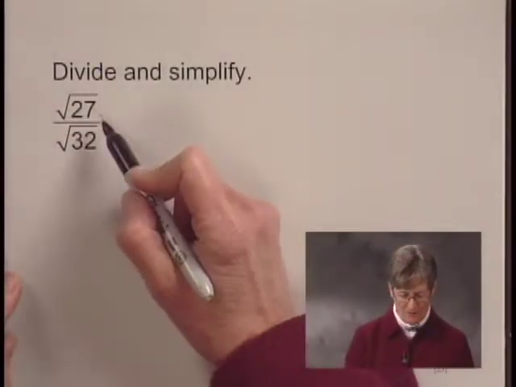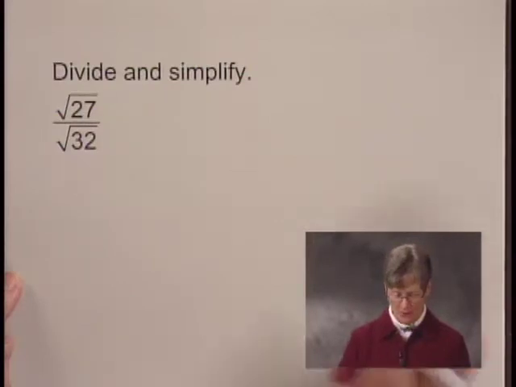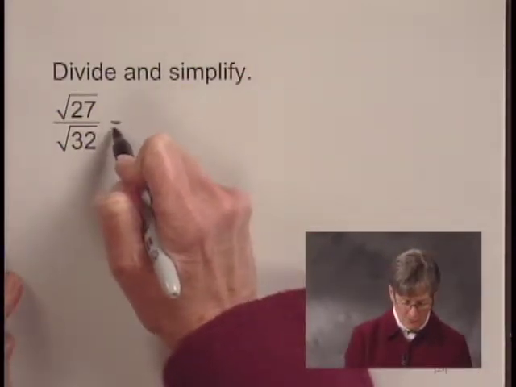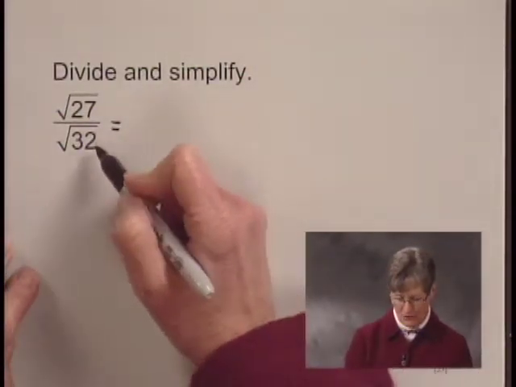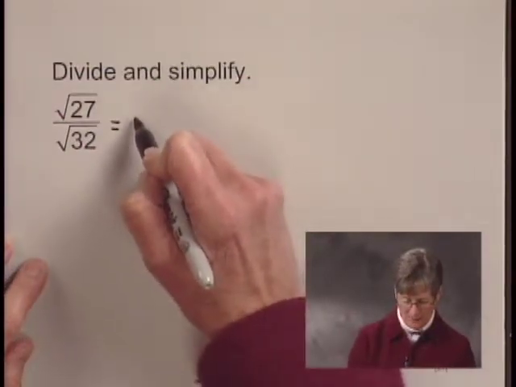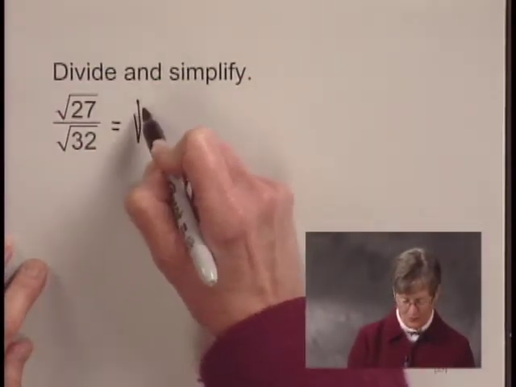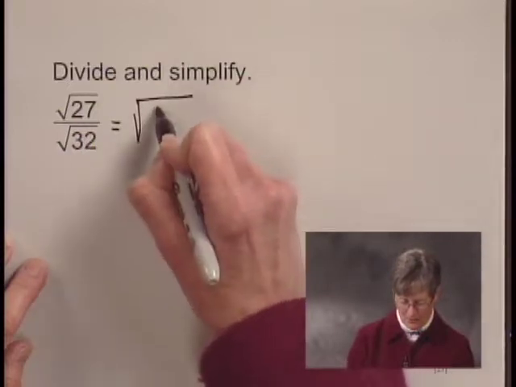In this exercise, we'll divide a radical expression. We'll divide two radical expressions, and then we'll simplify if we can. We have the square root of 27 divided by the square root of 32. And the quotient rule for radicals says that the quotient of two square roots can be expressed as the square root of a quotient.